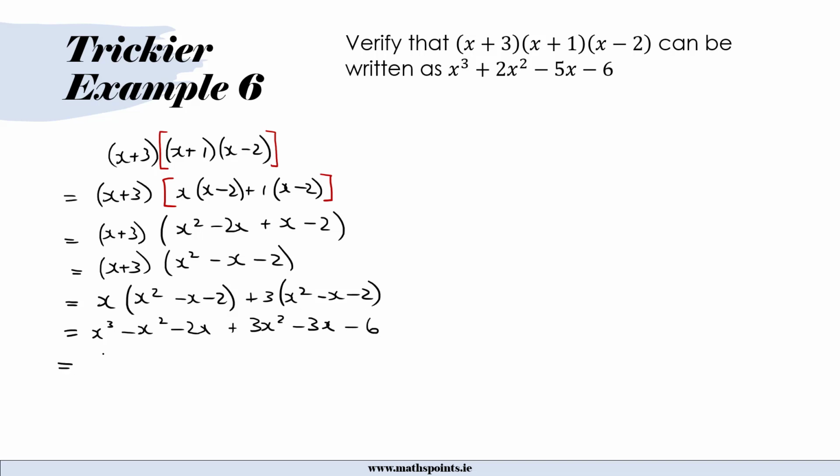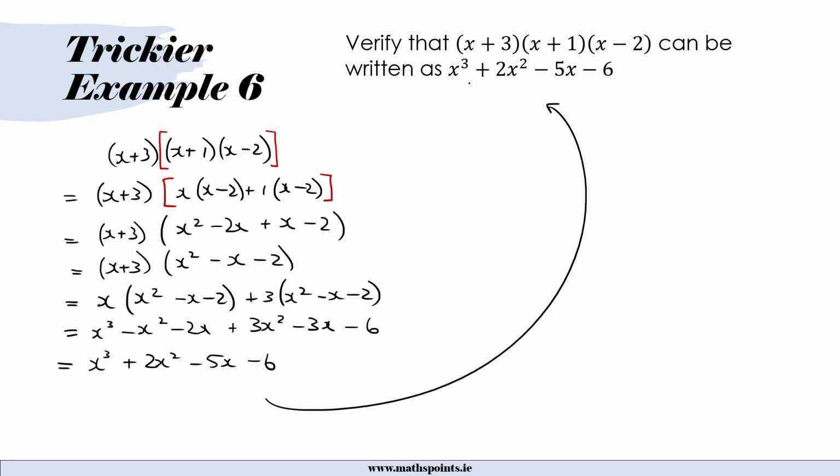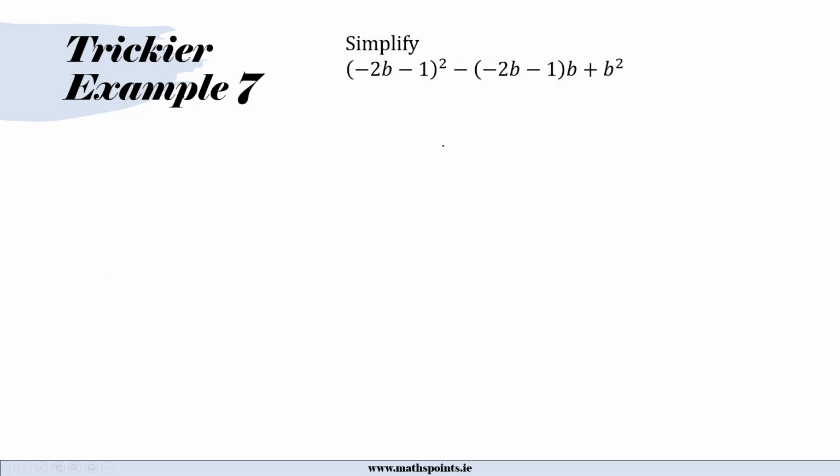And then tidying it all up, x cubed is on its own, it has no like terms. Minus x squared will join with the plus 3x squared to give plus 2x squared. Minus 2x minus 3x is minus 5x, and then minus the 6. And we always like a question where they've actually given us the answer, x cubed plus 2x squared minus 5x minus 6, because we can check our answer then if we didn't get what we were meant to. Okay, the very last question is again taken from a Leaving Cert higher level paper.